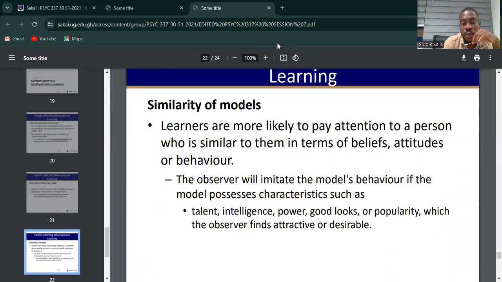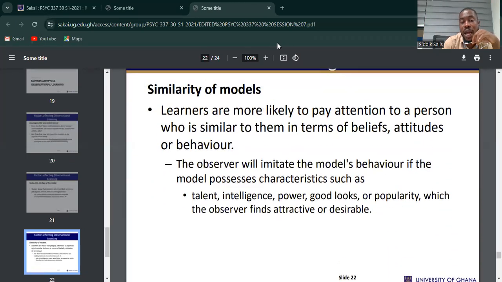Similarity of models. Even here, there are religious factors, tribal factors, political affiliations. How you can relate with the person. So it can be tribal. If the person is from your tribe, it enhances the learning more. If the person is from the same religion, the same tribe, the same political party.